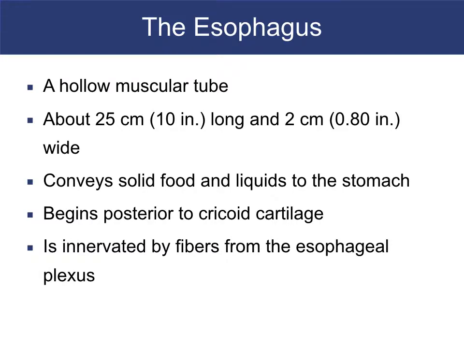The esophagus is a muscular tube. Remember, it doesn't have a serosa, so it just has an adventitia on the outside of it. It starts right up here behind the cricoid cartilage, and it's about 10 inches long. And I'll show you some x-rays.